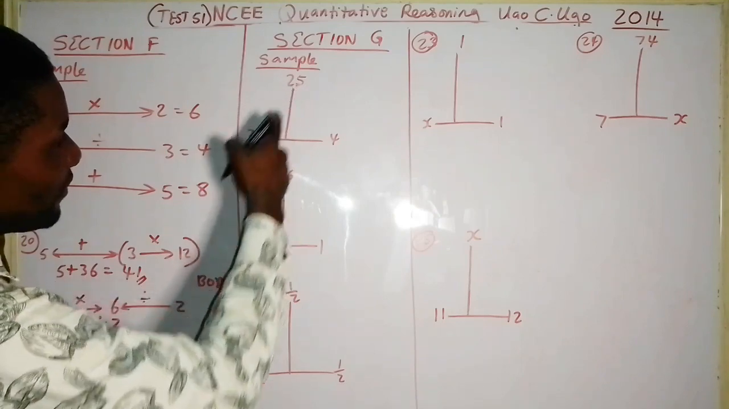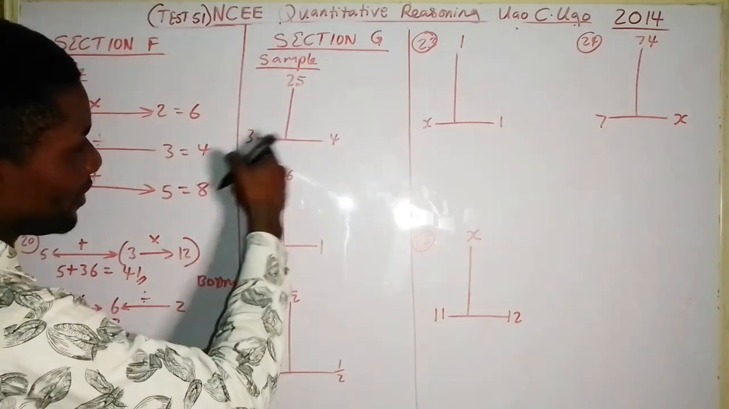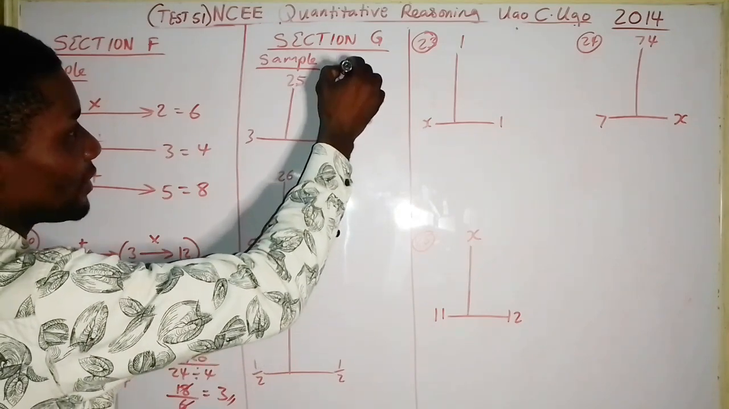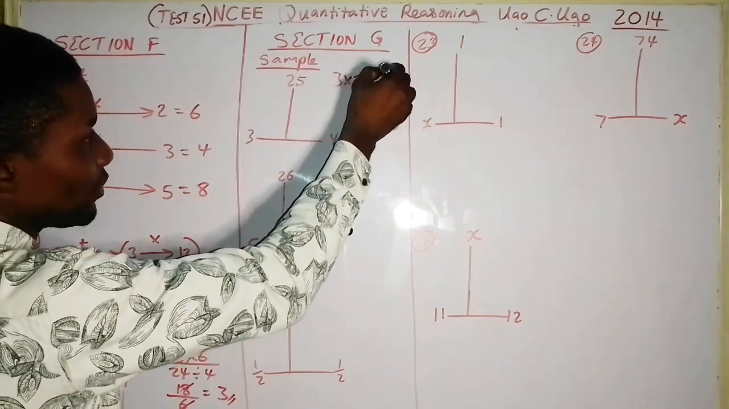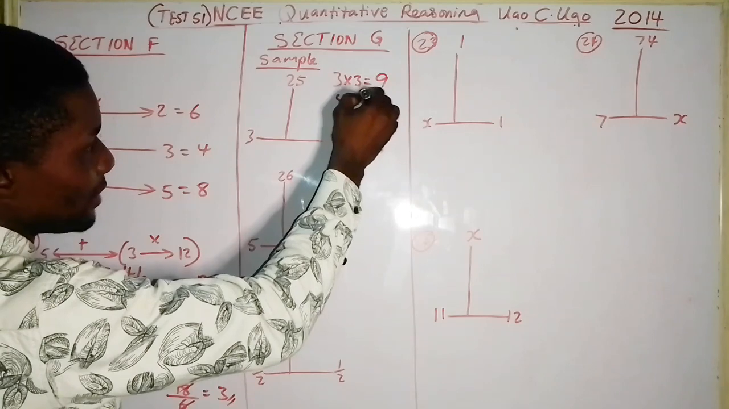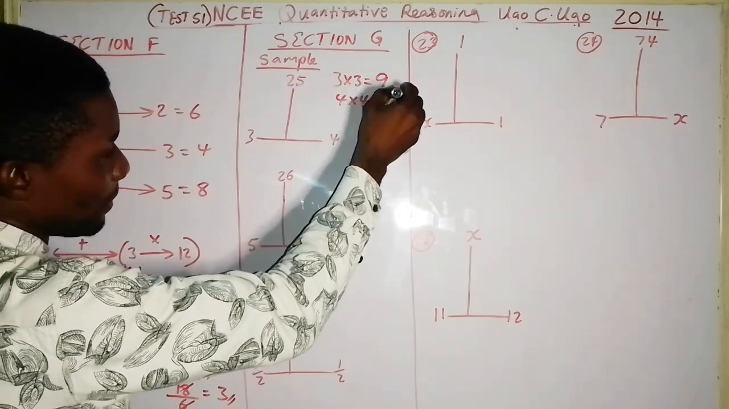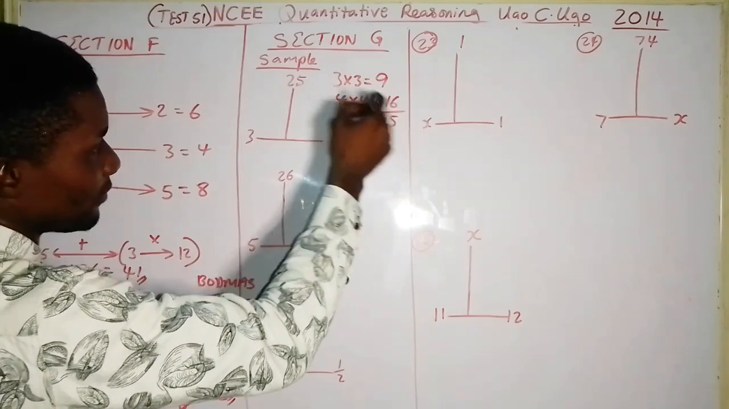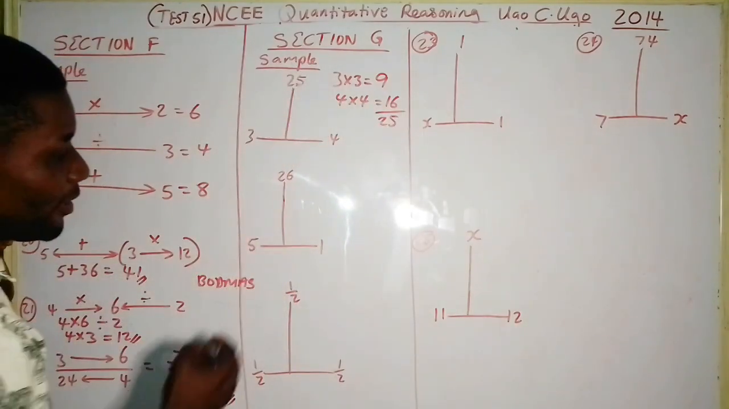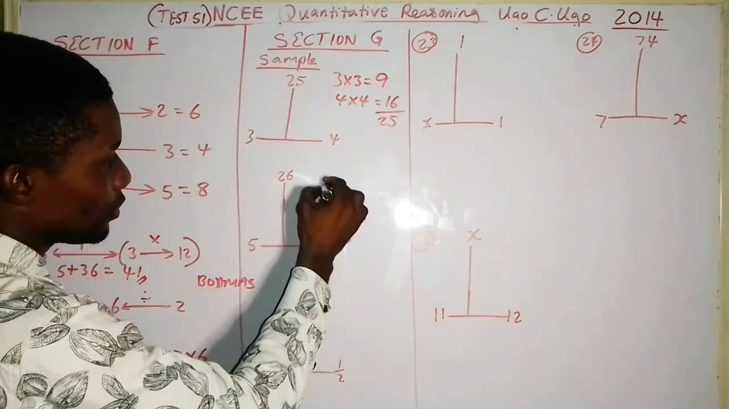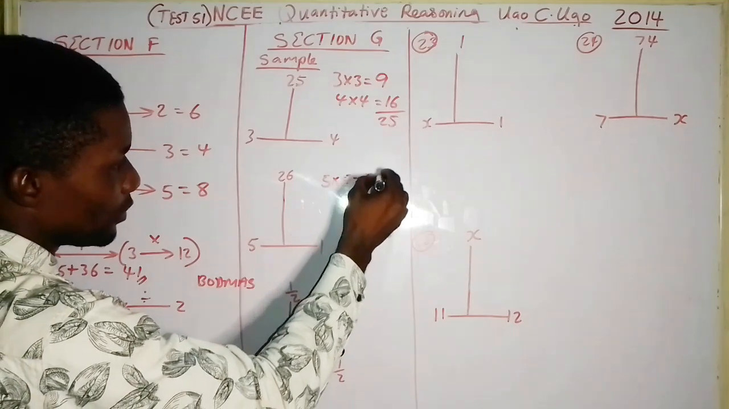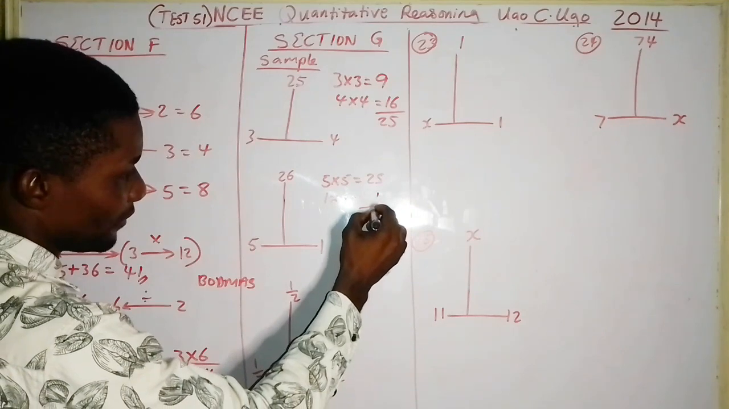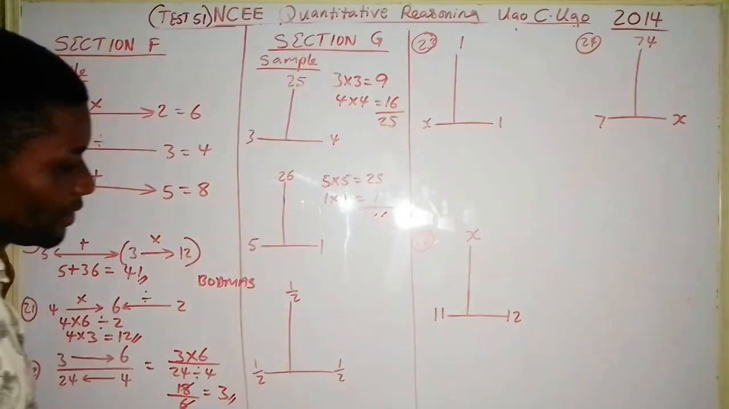Now let's try this example. Looking at this, we have 25, 3, and 4. How can we get this number? We say 3 times 3, that will give us 9. And 4 times 4 will give us 16. 9 plus 16 gives us 25. That's how we got our 25 here. Same thing we're going to do to this. 5 times 5 is 25. And 1 times 1 is 1. 1 plus 25 is 26. That's how we got our 26 here.